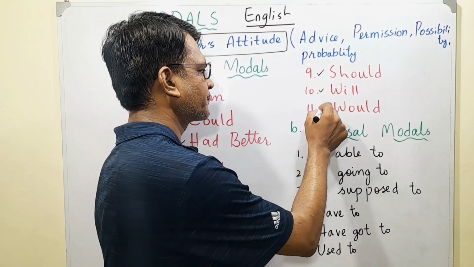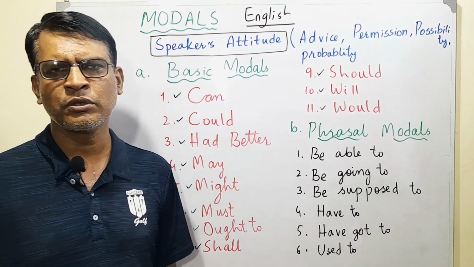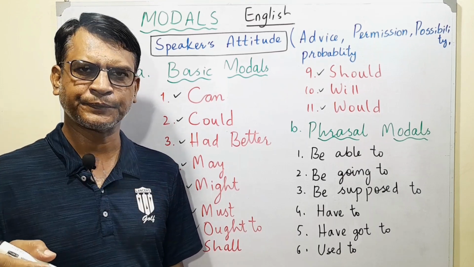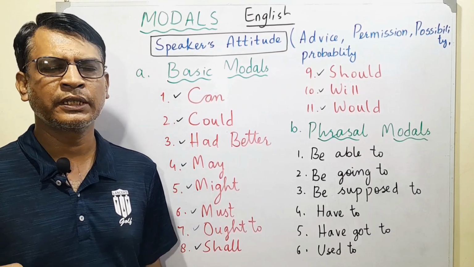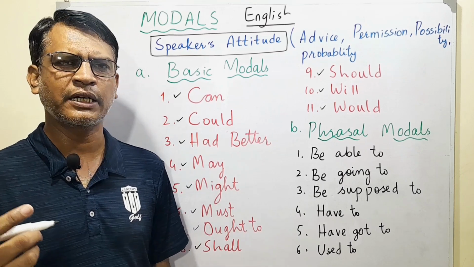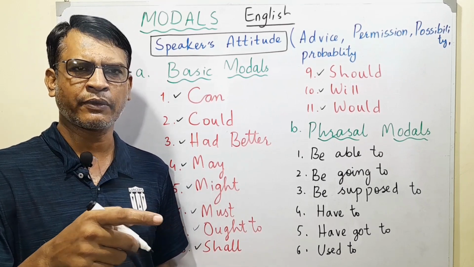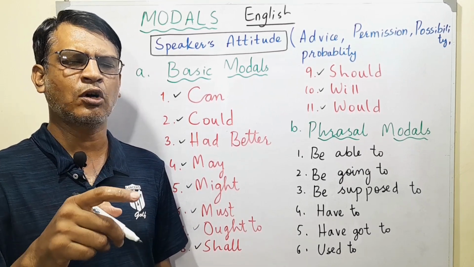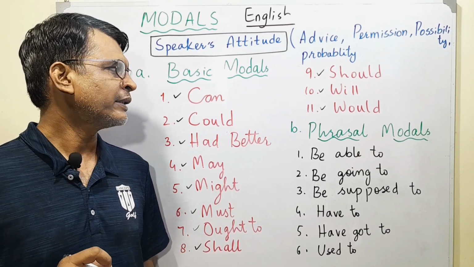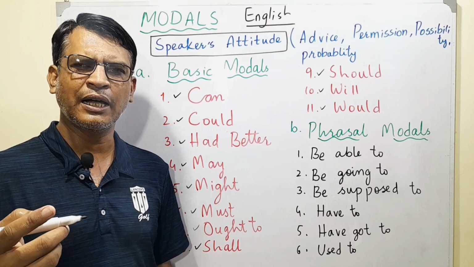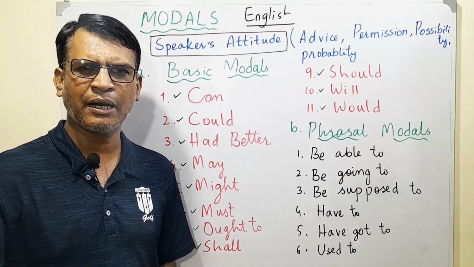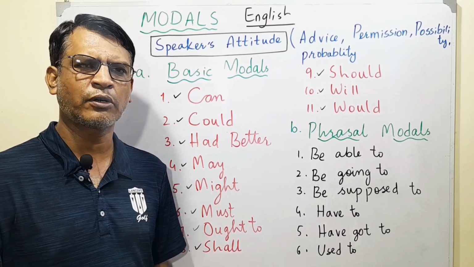Then we have would. Would is used as a past of will. Okay, so when you say I will come tomorrow, but you say that yesterday you told me that you would come the other day. So would is a past of will as well. That's one thing. Then we use would for a polite request. Would you mind helping me? Would you mind picking up some grocery for me?